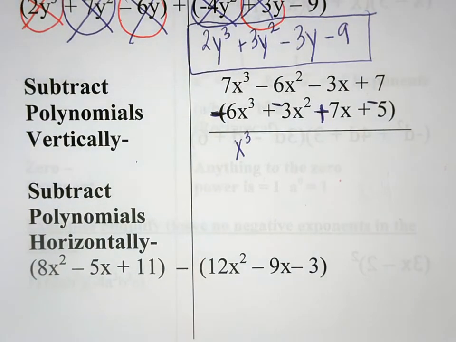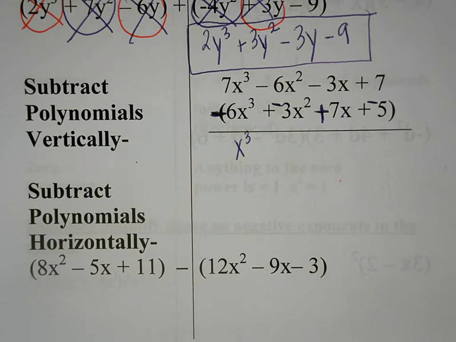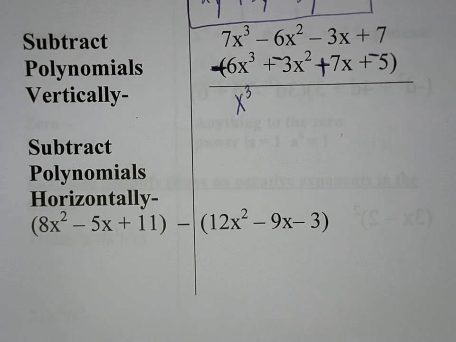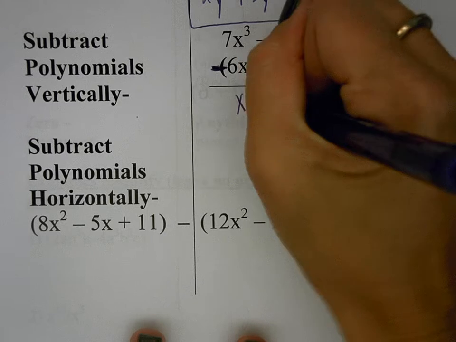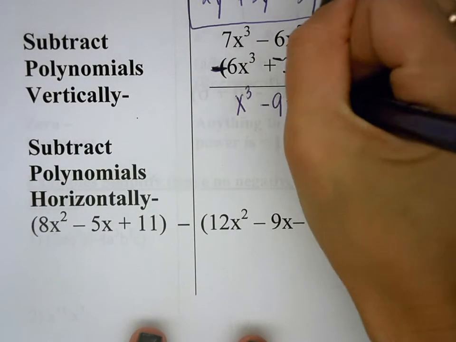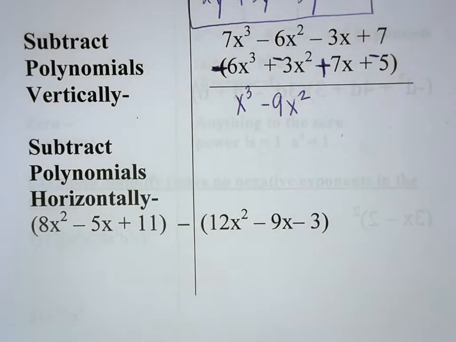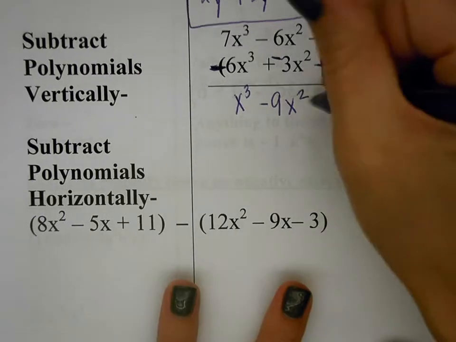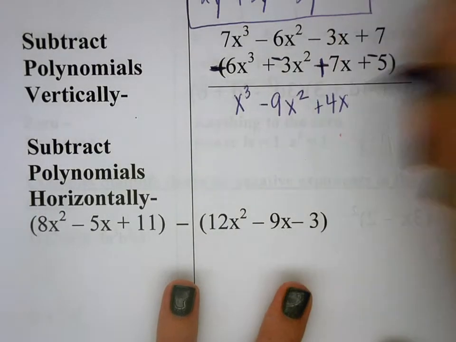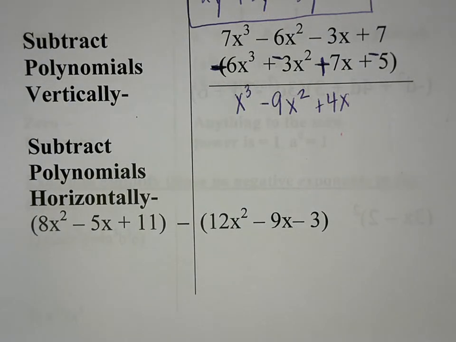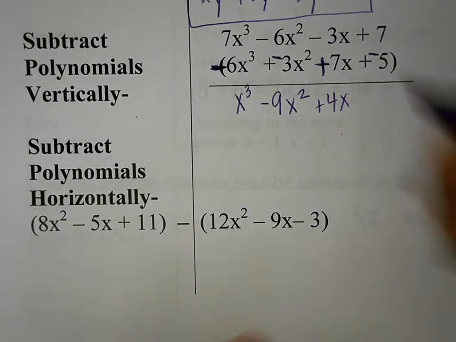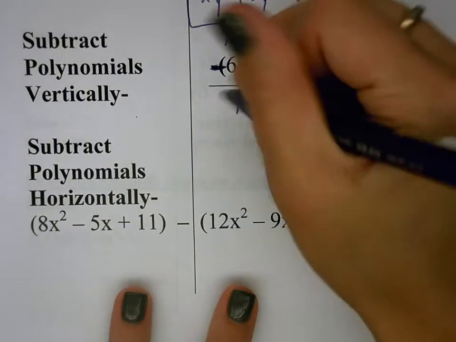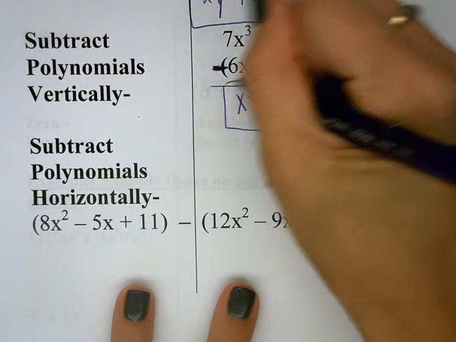Very good. On this next one, you have a negative 6 and a negative 3, which is what? Negative 9, because we add and keep the sign the same. So negative 9x squared. A negative 3 and a positive 7, what does that make? Positive 4x. Good, positive 4x. And then a positive 7 and a negative 5 makes positive 2. Positive 2. And that is our answer.